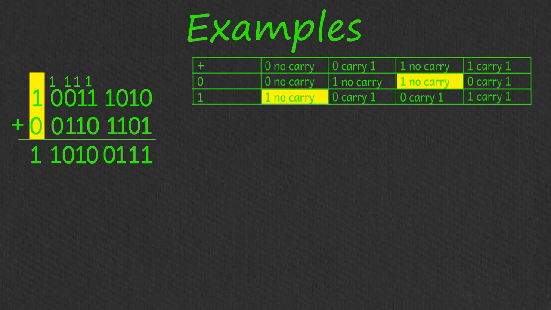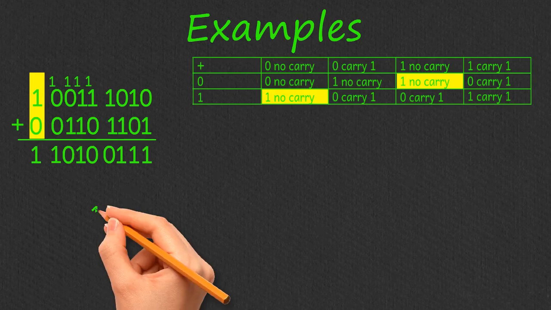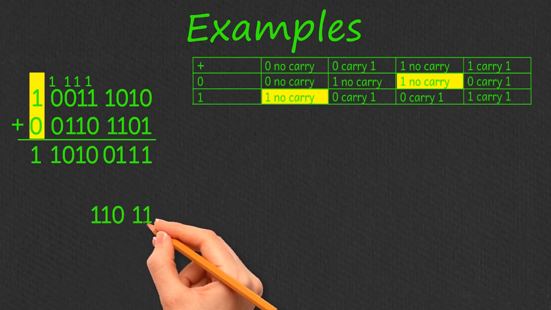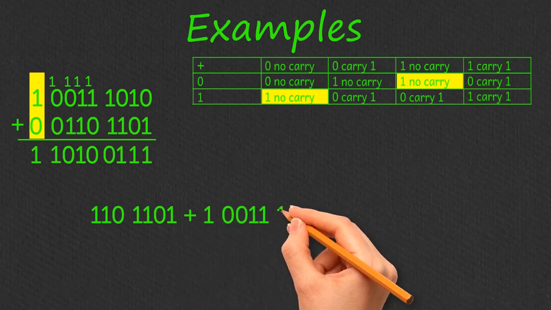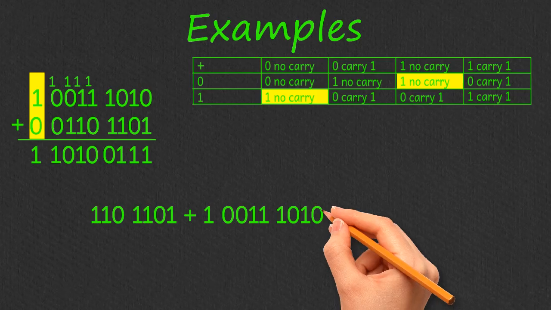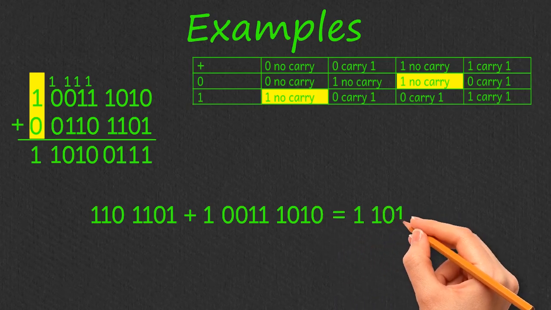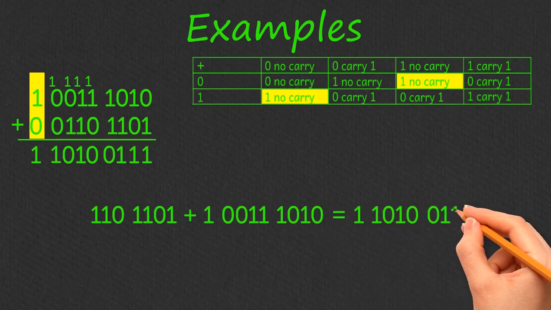This concludes that the solution to adding together 1, 1, 0, 1, 1, 0, 1 and 1, 0, 0, 1, 1, 1, 0, 1, 0 is 1, 1, 0, 1, 0, 0, 1, 1, 1.